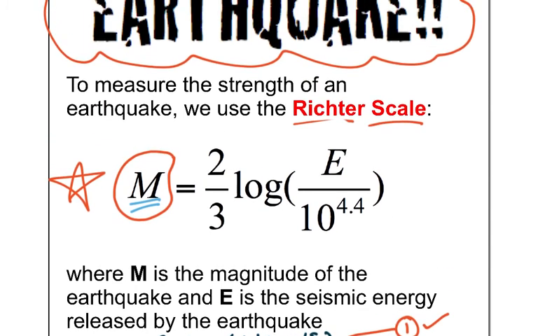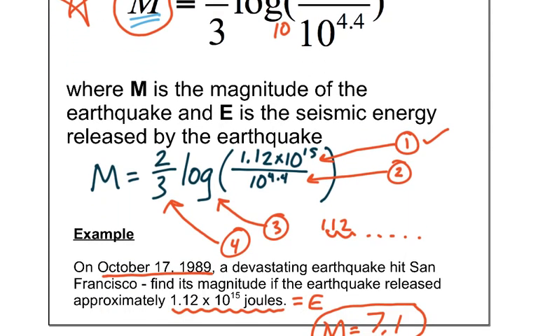Okay, so again, there's a great application for logs, which is determining the magnitude of an earthquake using the Richter scale. This is base 10, so we can put it in the calculator. E is the energy that the earthquake releases, and it's just now plugging it into the calculator. Try to figure out that first E number using your calculator. Divide it by 10 to the 4.4. Take the log of your answer, base 10, and then multiply by 2/3, and you've got the magnitude.